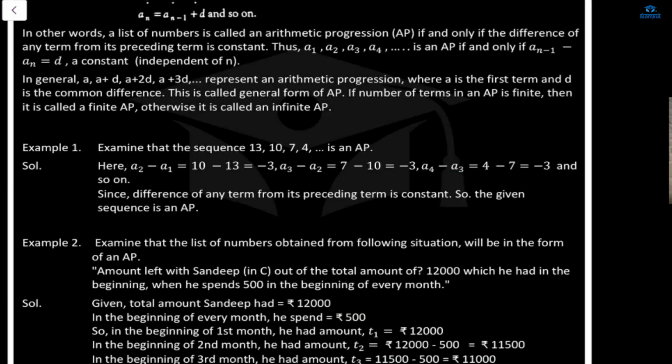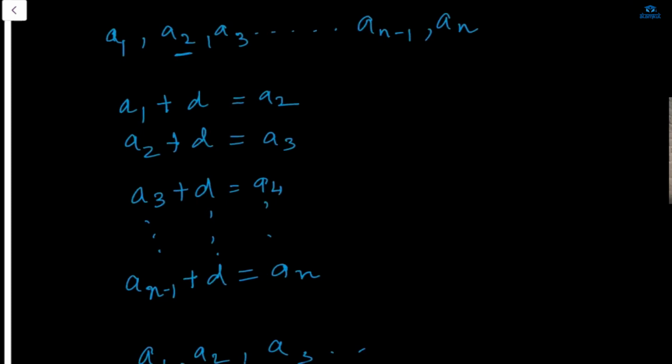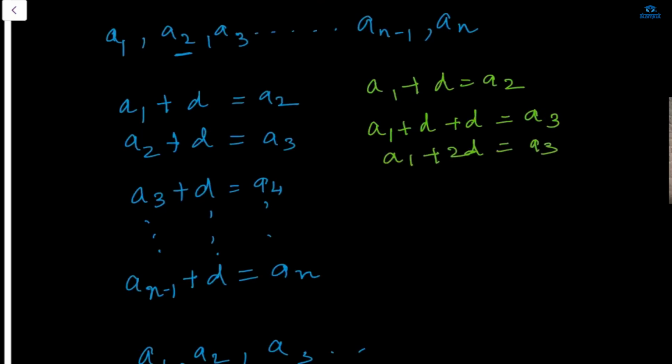No, ma'am. Now, how can you write a general term in an arithmetic progression? A1 plus D is equal to A2. A2 plus D is equal to A3. Now, instead of this A2, I'm writing A1 plus D, and then plus D is equal to A3. So actually, A1 plus 2D is equal to A3. Yes or no? Yes, ma'am.